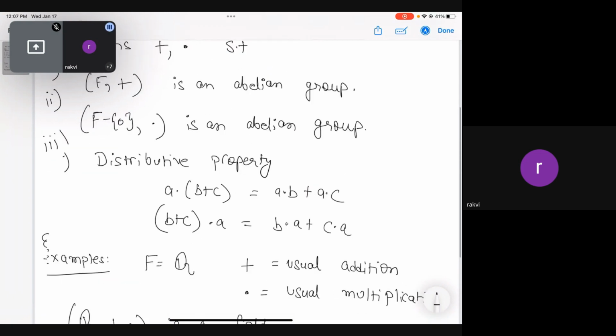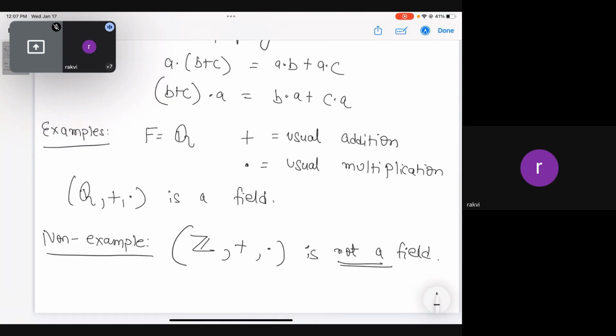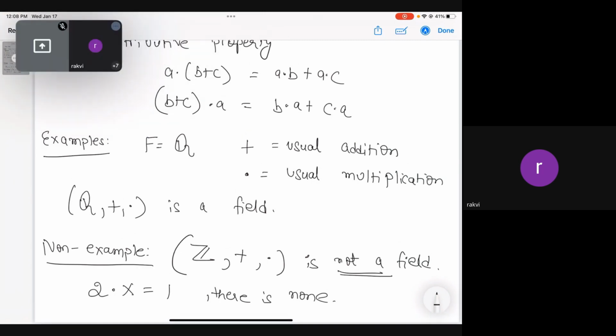So let's go back and try to see what actually fails here. Under addition, it is an abelian group. That is all right. But under multiplication, this fails to be a group because it fails to have multiplicative inverses. For example, if you take 2 and ask what is that integer x such that 2 times x is 1, there is simply none, right? So this is not a field. This is, however, a ring, right? So Z is a ring that fails to be a field. If you want to think of multiplicative inverses, you have to go to rational numbers, and there it becomes a field. So you have to extend your set.